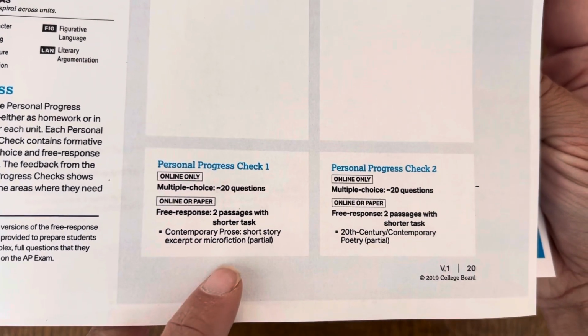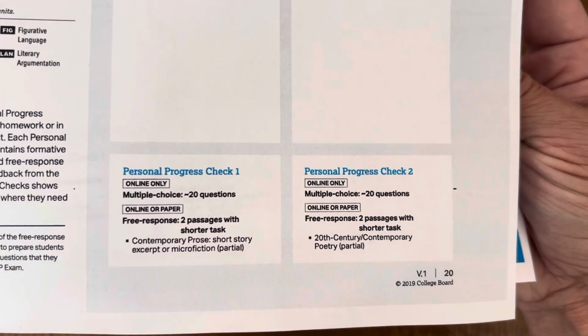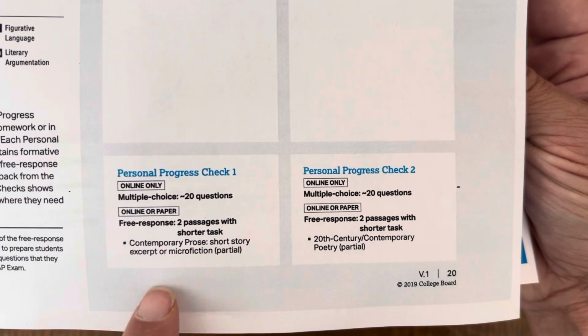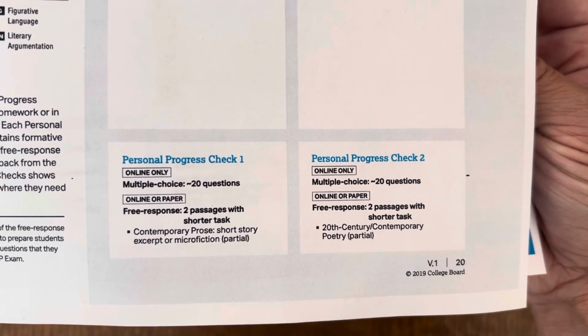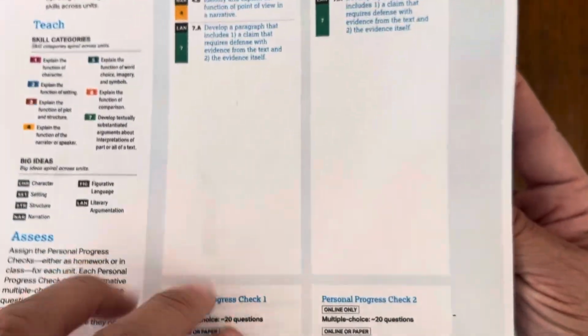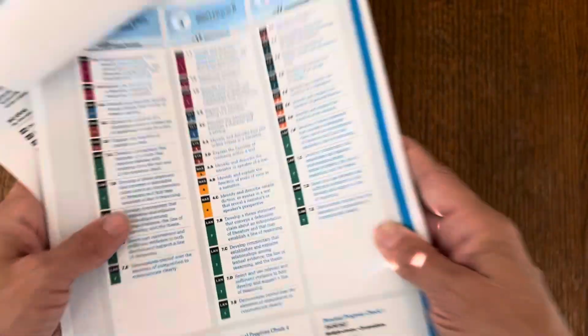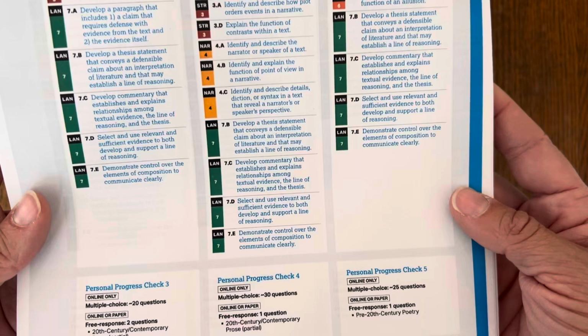And this is also by period. So the AP test tests on certain periods. You want to make sure that you're paying attention to whether you've been studying contemporary or 20th century. So again, that all ties in with the things that I personally have planned.